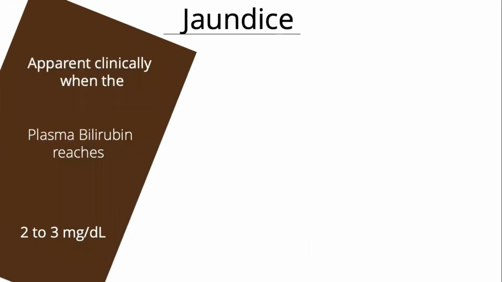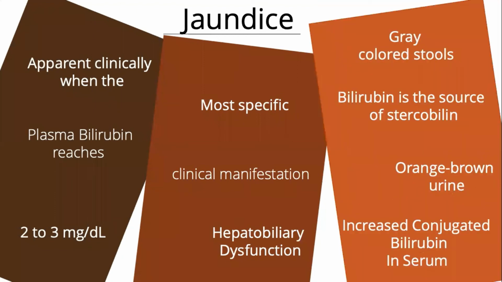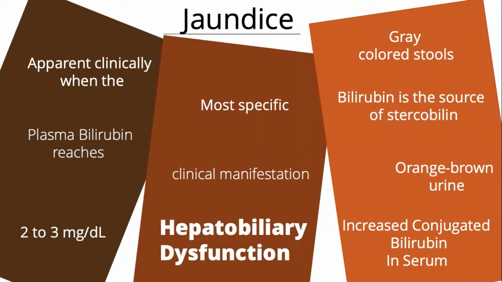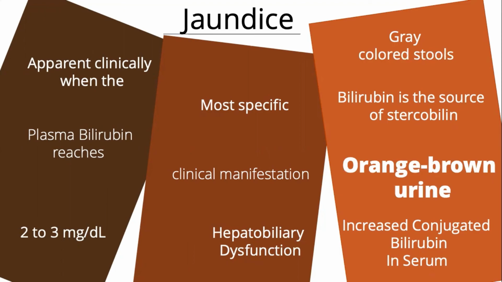Last clinical manifestation, we will mention the jaundice. Just a few points about jaundice. It's apparent clinically when the plasma bilirubin reaches 2 to 3 milligrams per deciliter. It's the most specific clinical manifestation of hepatobiliary dysfunction, and it's characterized by gray-colored stools and orange-brown urine. So just to remember, number 1, 2 to 3 milligrams per deciliter to have apparent jaundice. Number 2, hepatobiliary dysfunction, and remember gray-colored stools and orange-brown urine.